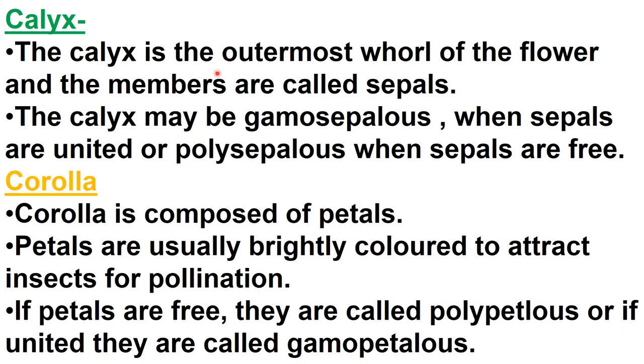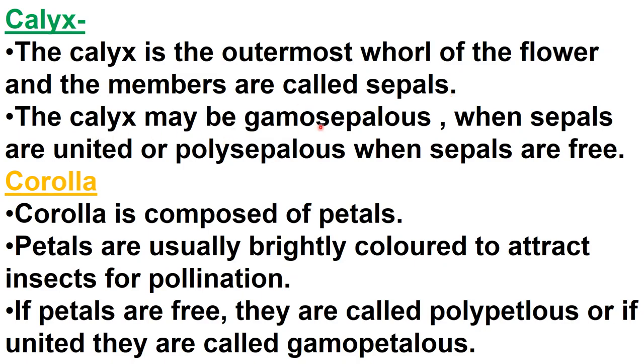What is the function of the calyx? It is protective in nature, it protects the inner parts of the flower. Each member of the calyx is called a sepal. Combined, all the sepals form the green leaf-like structure of the flower. Those are called sepals, and combined, all those sepals are called the calyx.